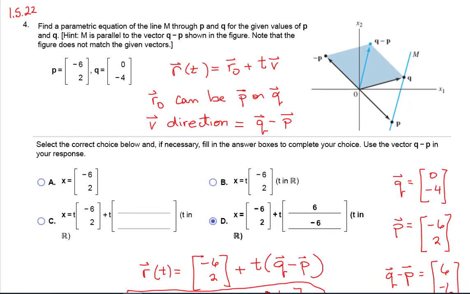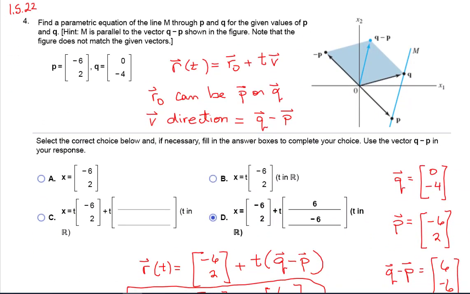And in the last question 4 here, they are showing me a line M through P and Q. So here's P, here's Q, here's the vectors. So here's the vector pointing at Q. Here is the vector pointing at P. And notice Q minus P is a vector that is parallel to that particular line.